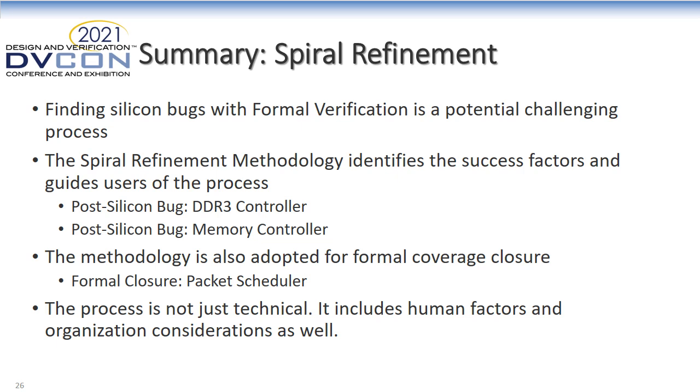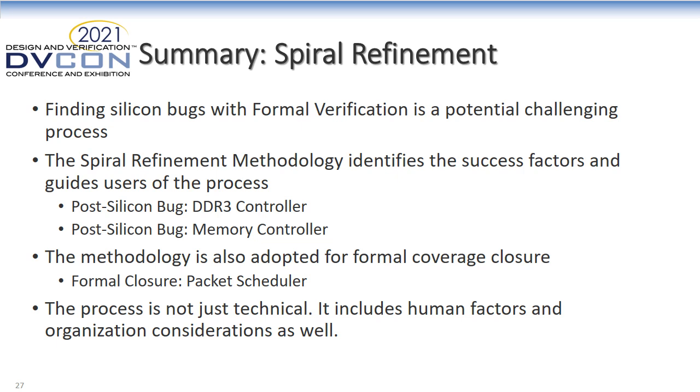In the memory controller example, for phase 1, we set up the design for formalization. For phase 2, we optimize each of the success factors and find the bugs. In phase 3, we understand all the potential causes of the bugs and also verify the fixes. So this methodology has also been adopted for formal coverage closure.